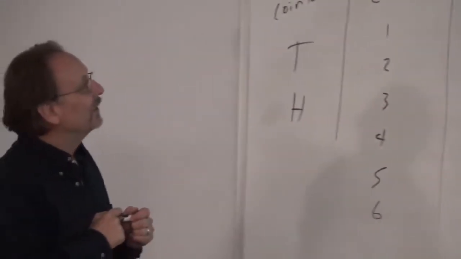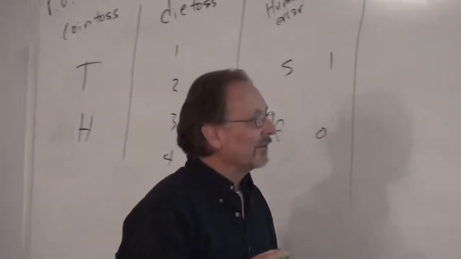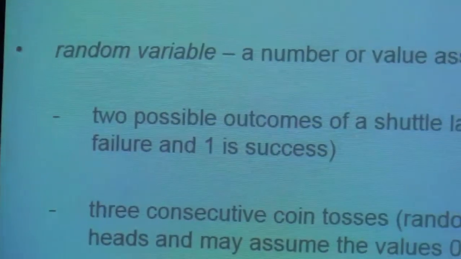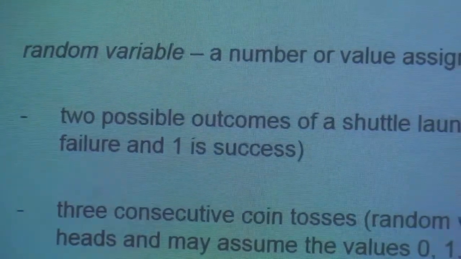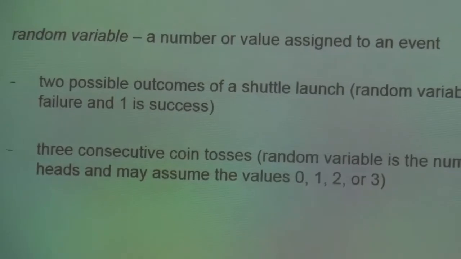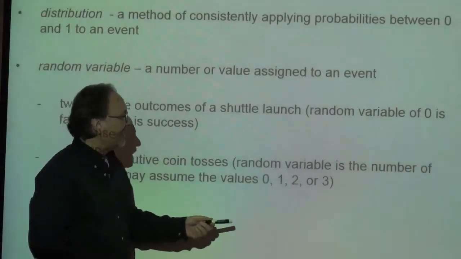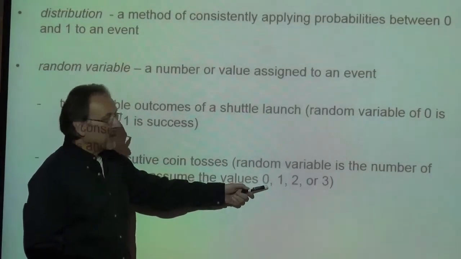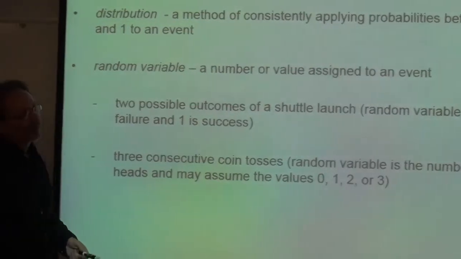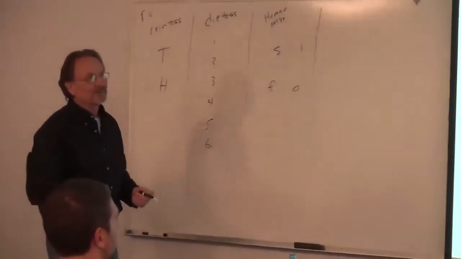Okay? And it's not just a single coin toss. This is an example. If I have 3 consecutive coin tosses, the random variable is either the number of heads after 3 consecutive coin tosses, or the number of tails after 3 consecutive coin tosses. Doesn't matter which way I define it. But I can toss a coin 3 times, and I will either get 0 heads, 1 head, 2 heads, or 3 heads in those 3 successive coin tosses. Those are the possible outcomes.